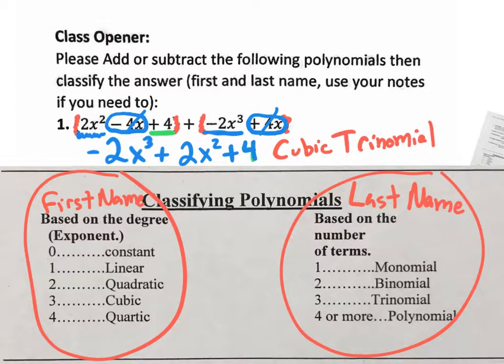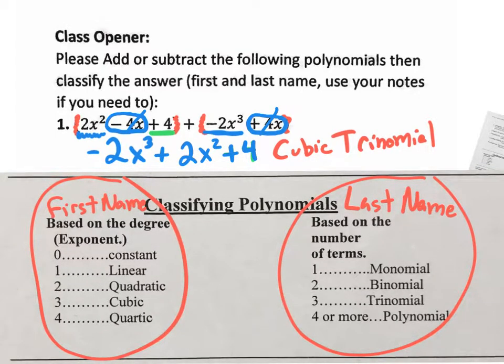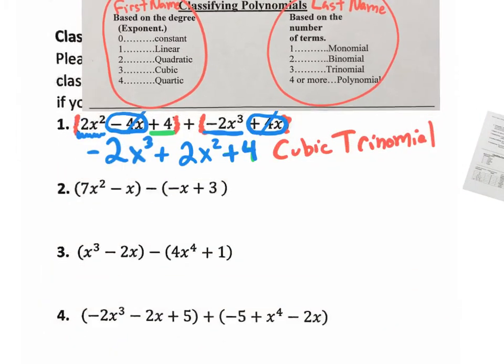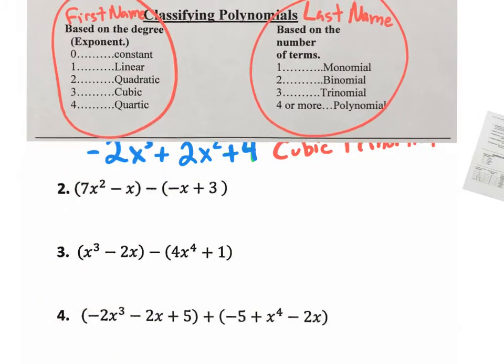That's what number 1 is. So the answer was in blue right there, the polynomial negative 2x to the third plus 2x squared plus 4. And the classification of that answer is a cubic trinomial. Again, you will see this as a first part of your quiz Friday. Let's take a look at number 2.